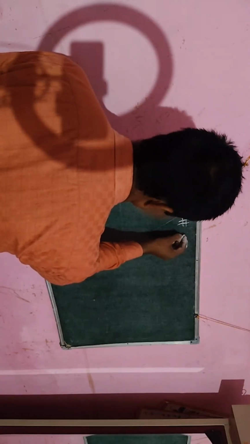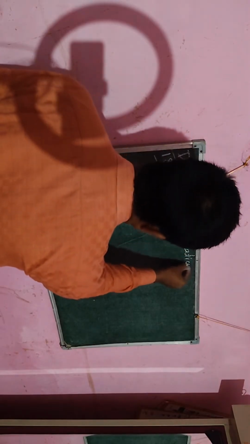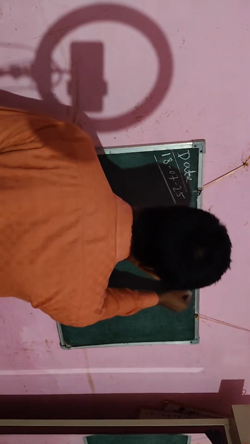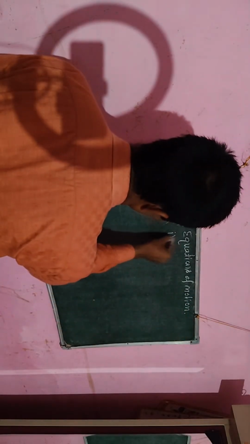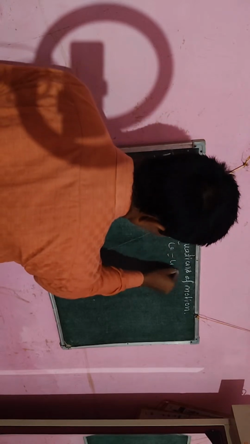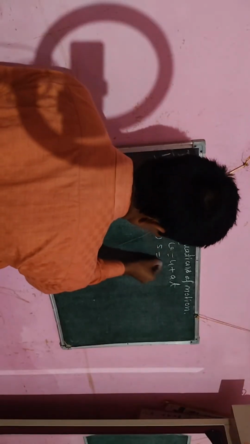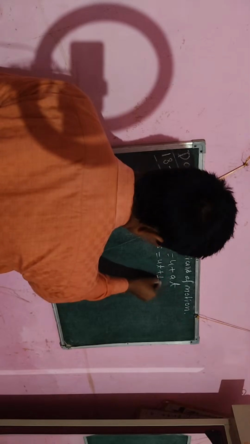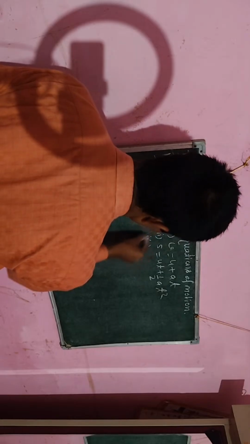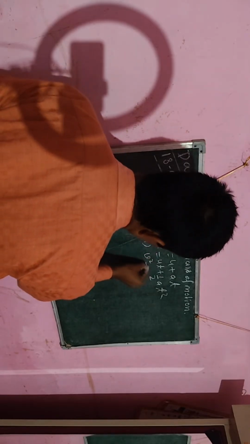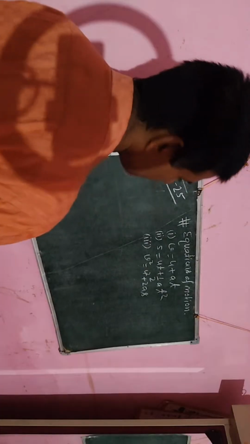So here I will write equations of motion. There are three equations of motion I am going to write. First is v is equal to u plus at. Second, I have to write s is equal to ut plus half at square. And then the third equation I have to write here, and you concentrate here, v square is equal to u square plus 2as. So all these three equations I have to prove clearly.